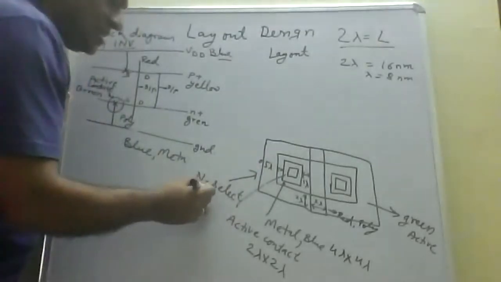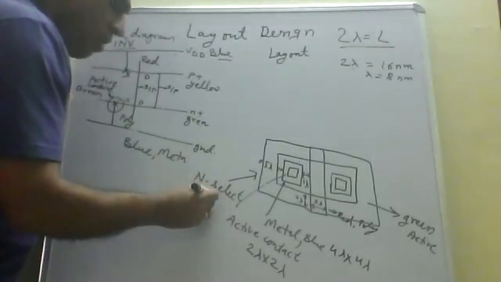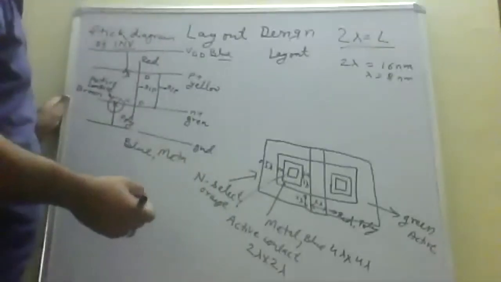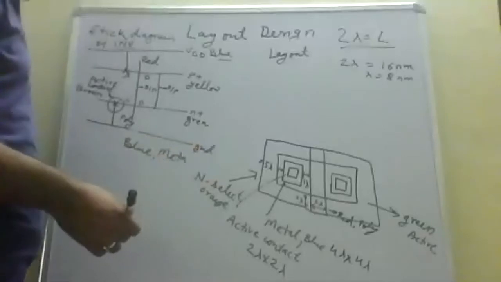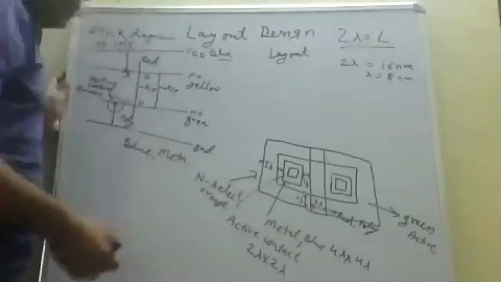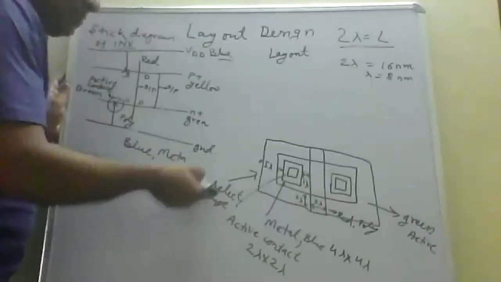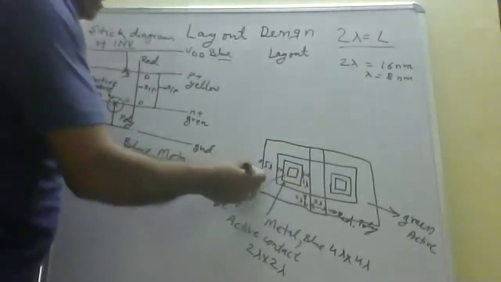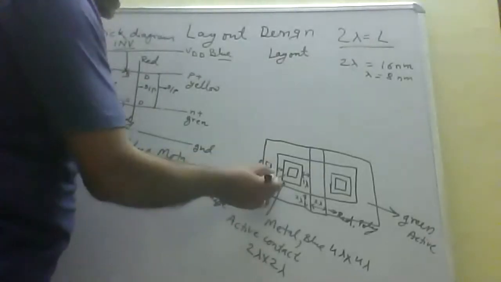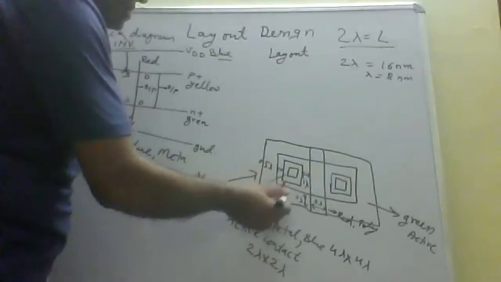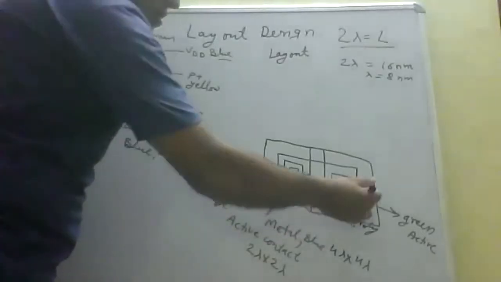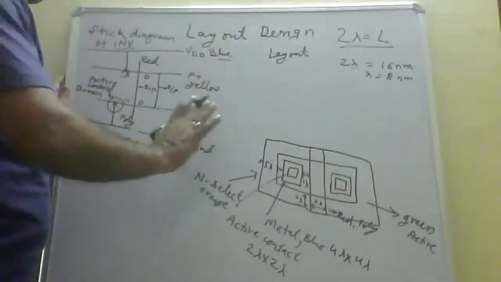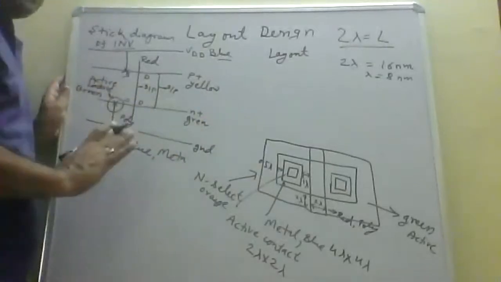And N select is of some orange color. Maybe the color coding is different from what appears in the editor. We will see what the actual color is, but there will be a different color for the N select. So this is the N select. This N select extends 2 lambda outside of this active. Now this will be the NMOS design.